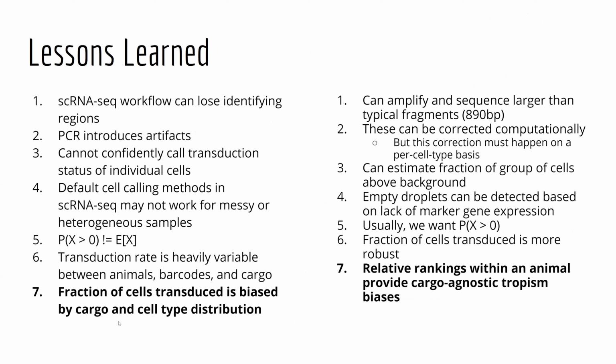So the last important take-home lesson is that this fraction of cells that are transduced is biased by your cargo, it's biased by your cell type distribution. And so we really think it's important that if you want to say something about a vector independent of the cargo that it's being delivered, you really want to report relative rankings within an animal instead of making any absolute claims.